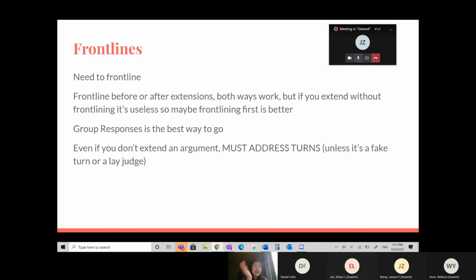Let's say they had 10 responses to your contention one. You can first extend your contention one, like, oh, judge, the first way you can vote for us is on price tag, because we tell you the Space Force is so expensive, it takes out of welfare spending, which kills millions. Then let's look at what my opponent said on my case. First, they said blah, blah, blah, right? And then you can frontline. Or you can frontline first.